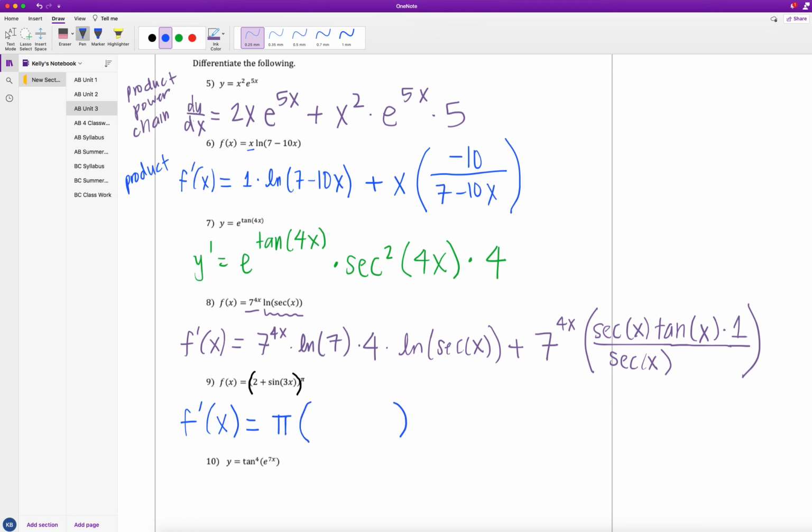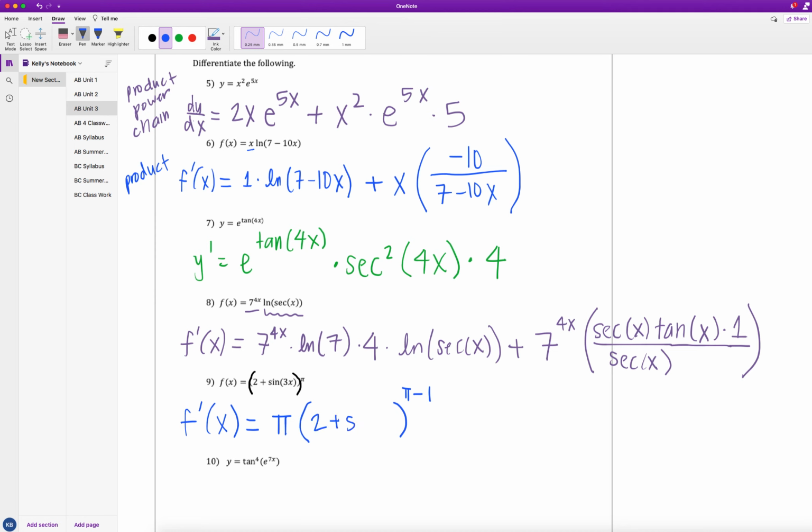So the pi comes down, and this whole stuff will be raised to the pi minus 1 power. Because what the power rule tells us is that I subtract 1 from my exponent. So if I started with an exponent of 3, I would have a 2 here since I did 3 minus 1. But since I have an exponent of pi, I can still do pi minus 1. I just can't simplify that down since pi is irrational.